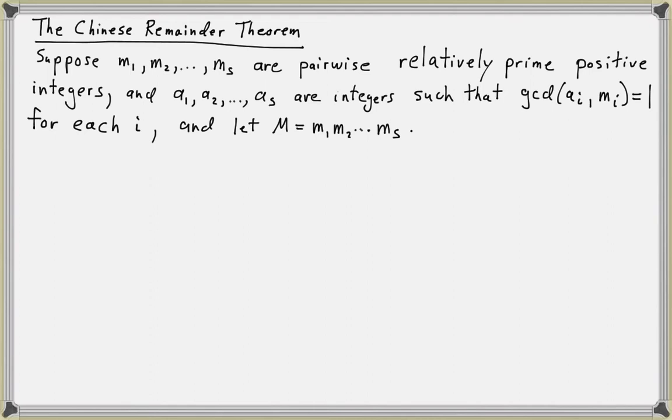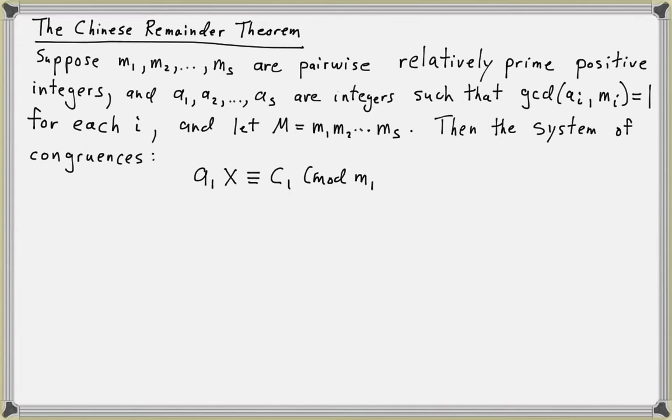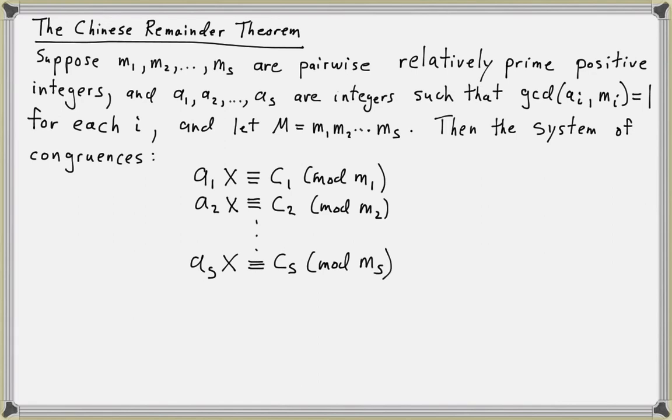Okay. Then the system of congruences given by a1x is congruent to c1 mod m1, a2x is congruent to c2 mod m2, all the way down to as times x is congruent to some integer cs mod ms, then this system has a unique solution mod capital M.